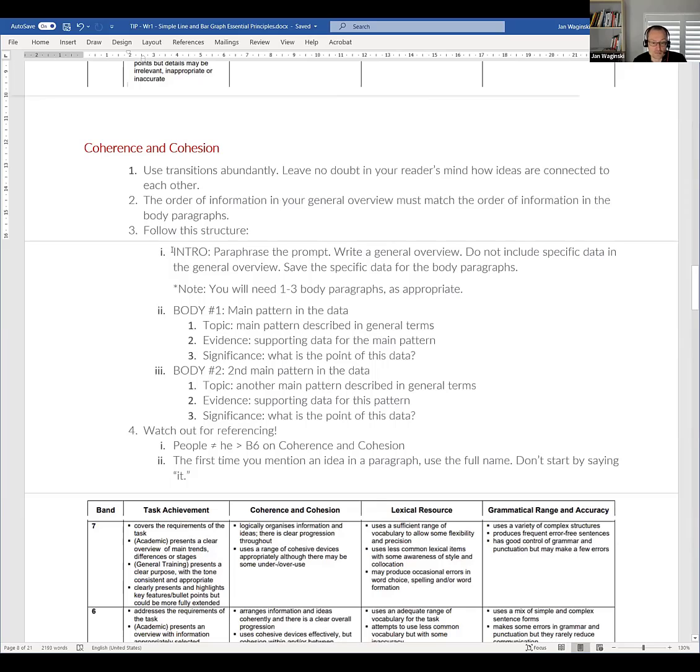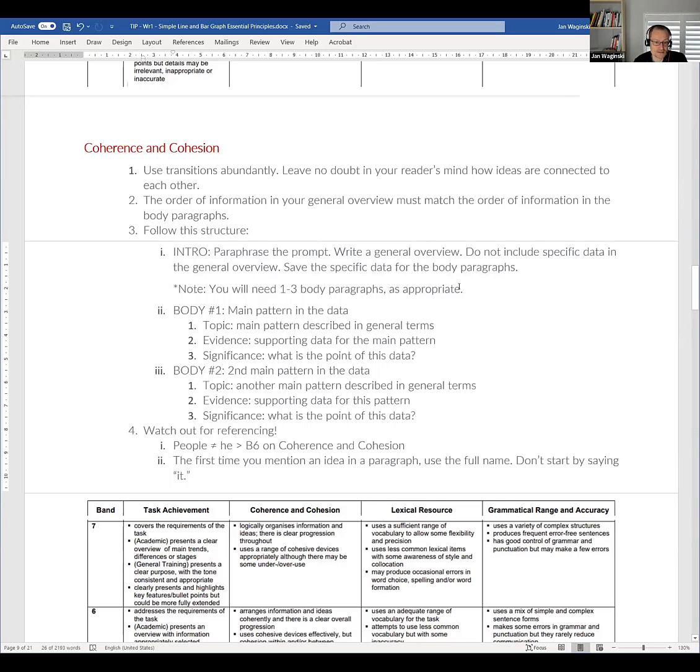So as mentioned a few minutes ago, your intro starts by paraphrasing the prompt. This is an automatic step, and then write a general overview. Don't include specific data in the general overview. Save that specific data for the body paragraphs. In the real world as well, if you're giving a presentation and you start off with your introduction, avoid giving a lot of specific data. It just overwhelms the audience. It's confusing because they don't have the appropriate context in their minds to understand those details. You have to do it slowly.